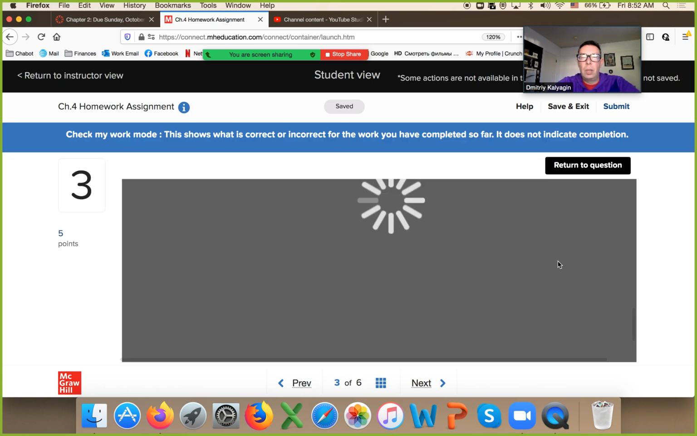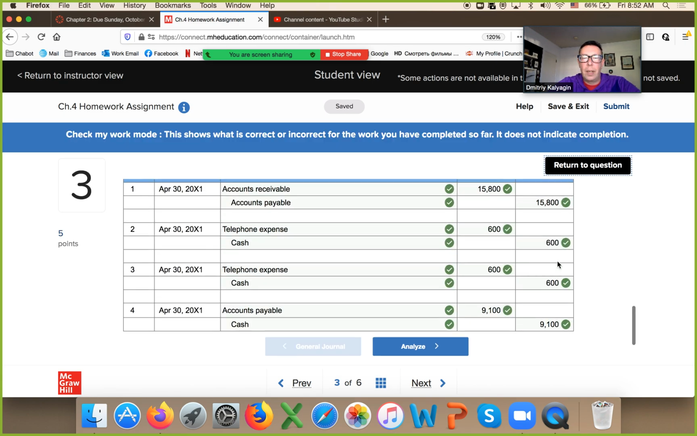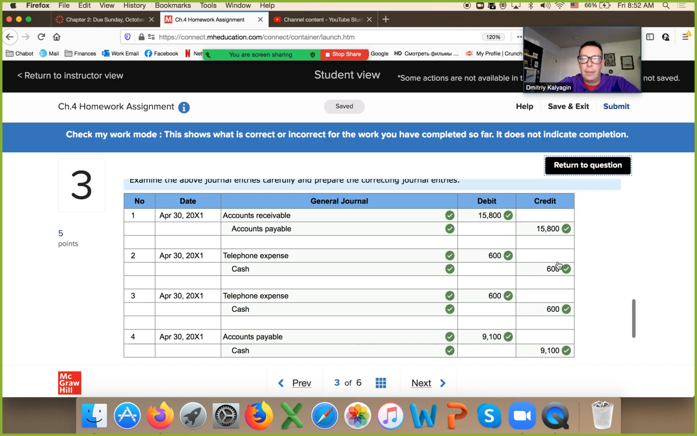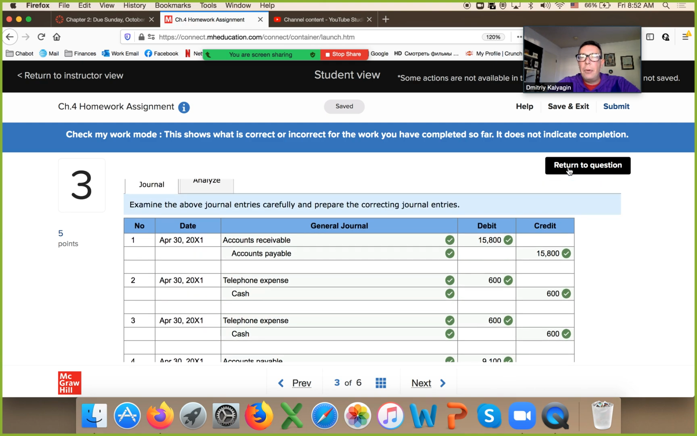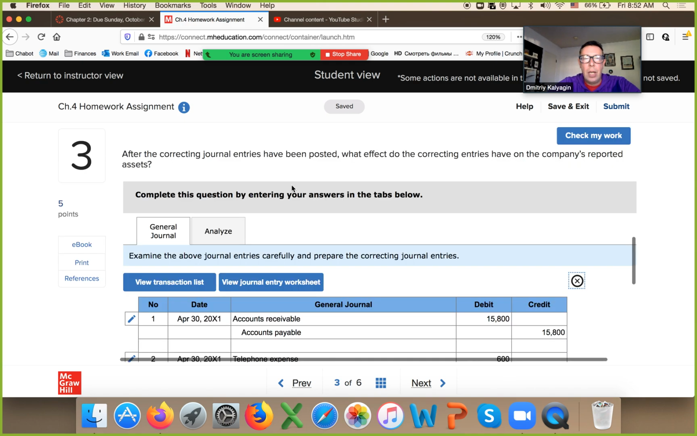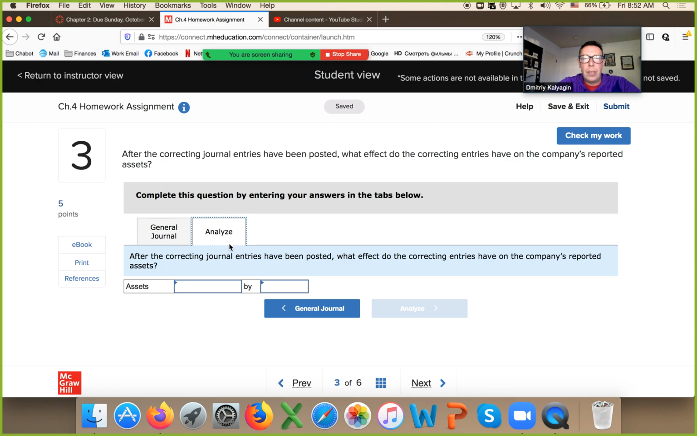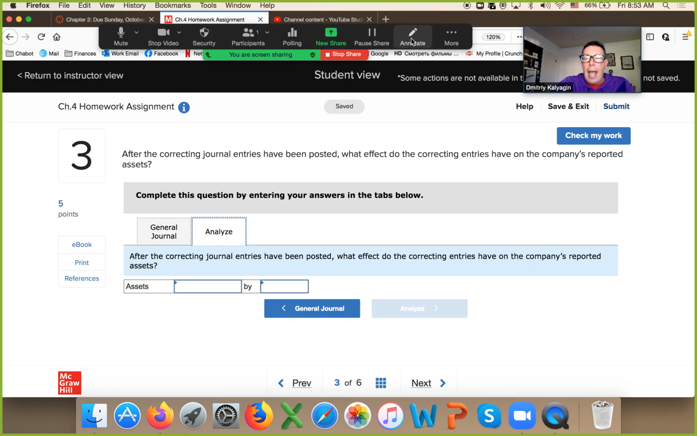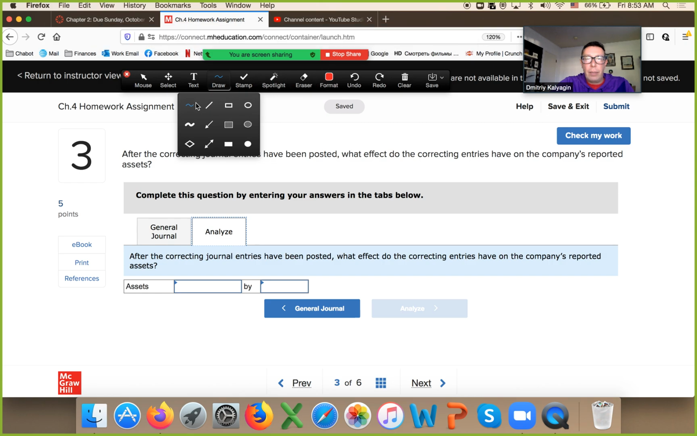Check my work. You've got 4 correcting entries. All of them are correct. Now, the analyze. So what it's asking you to do, it's asking you after the correcting journal entries have been posted, what effects do the correcting entries have on the company's reported assets? And we need to say whether assets are increased or decreased and by what amount, okay?